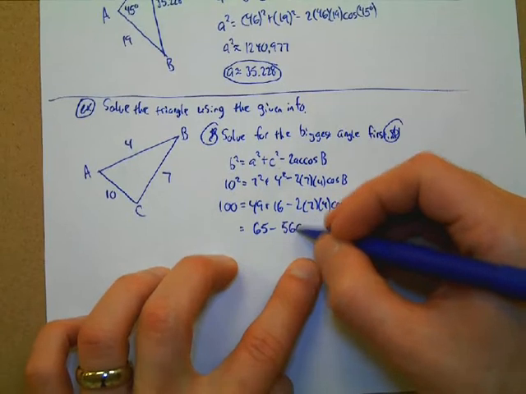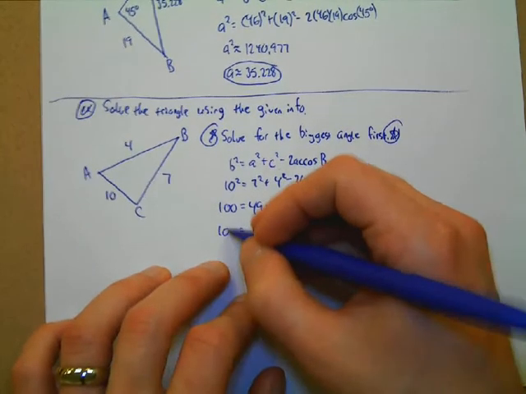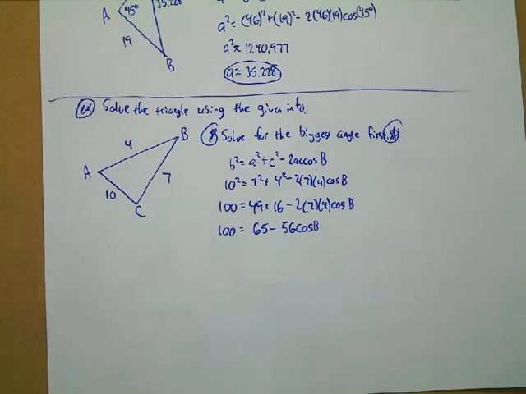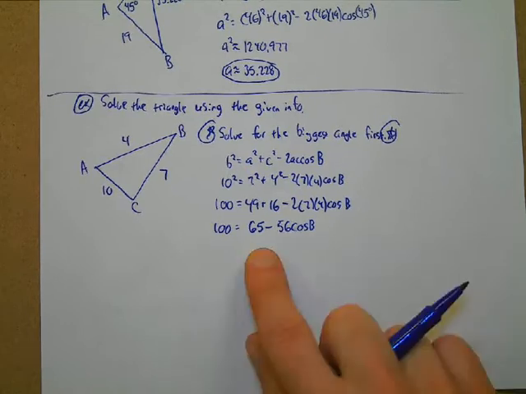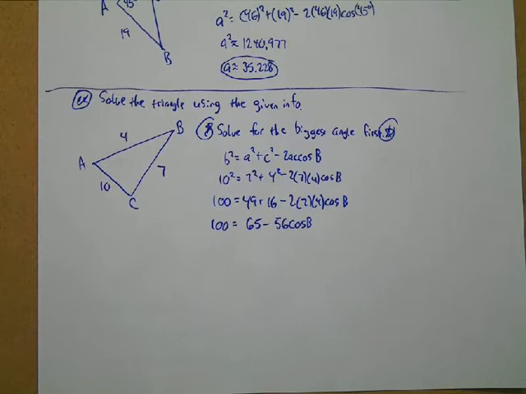And then we subtract the 65 minus the 56? No, we do not. Why can't we subtract the 65 and the 56? The 56 has got a cosine B next to it. 65 and 56 are not like terms. Mr. Whitmire, they're numbers. Yes, they are numbers, and numbers are like terms, but the 56 is a coefficient of cosine of B. So you can't put those together.